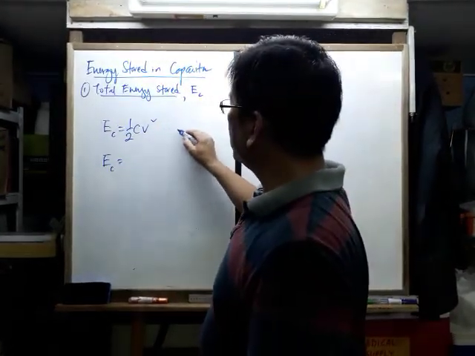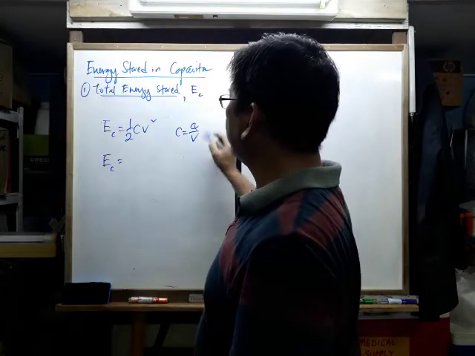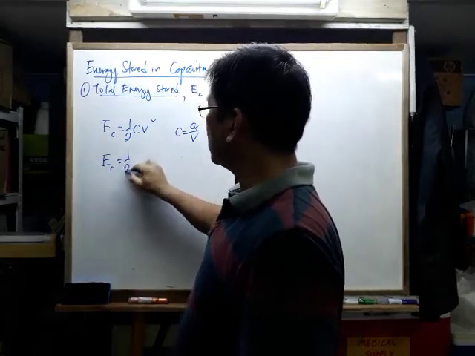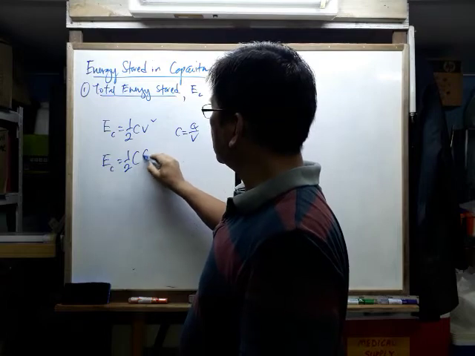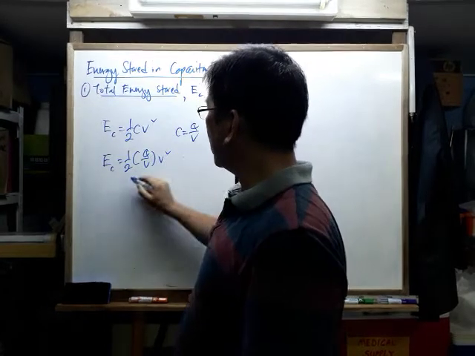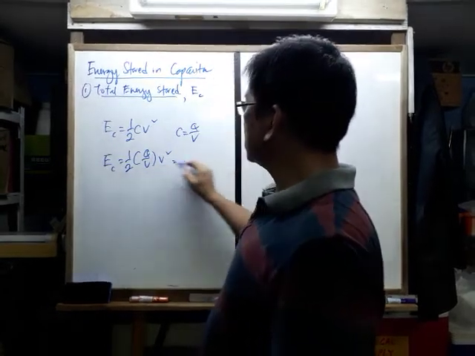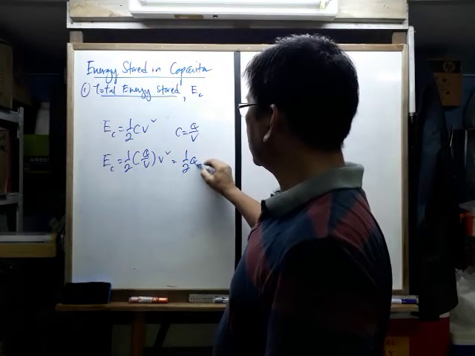For example, we know that C is equal to Q over V. So we can replace this one. So it becomes half Q over V, V squared. So finally, you have this, half QV.